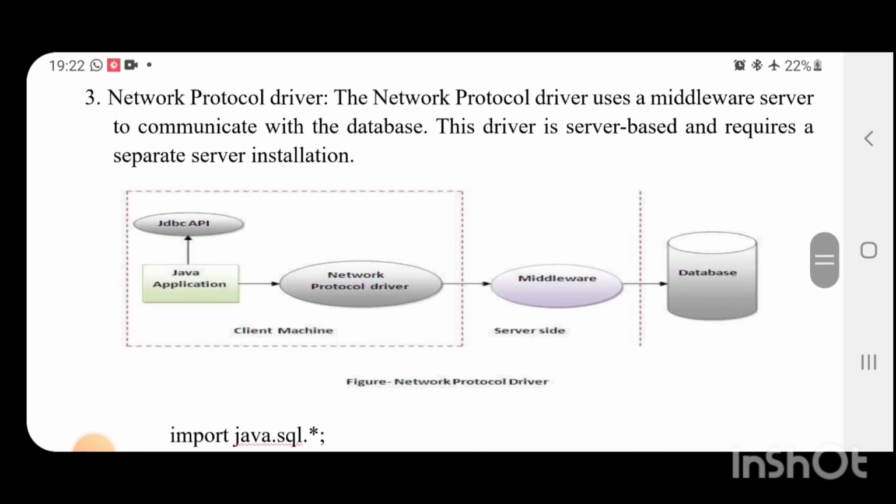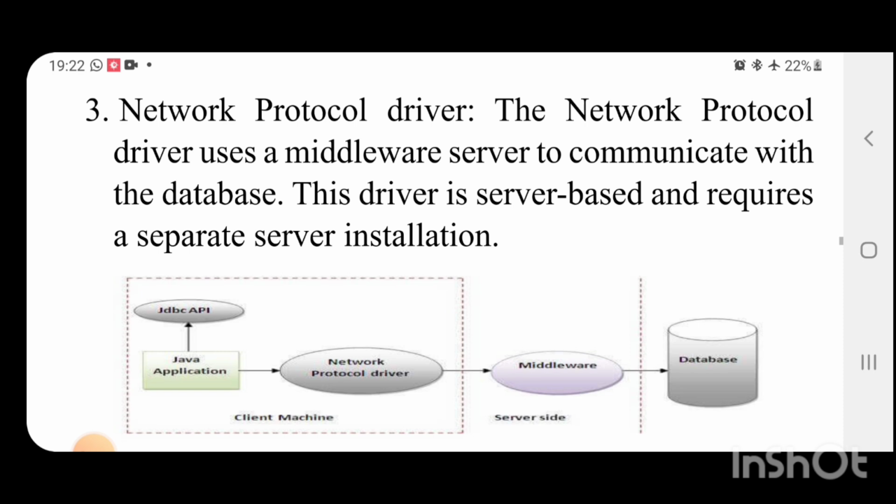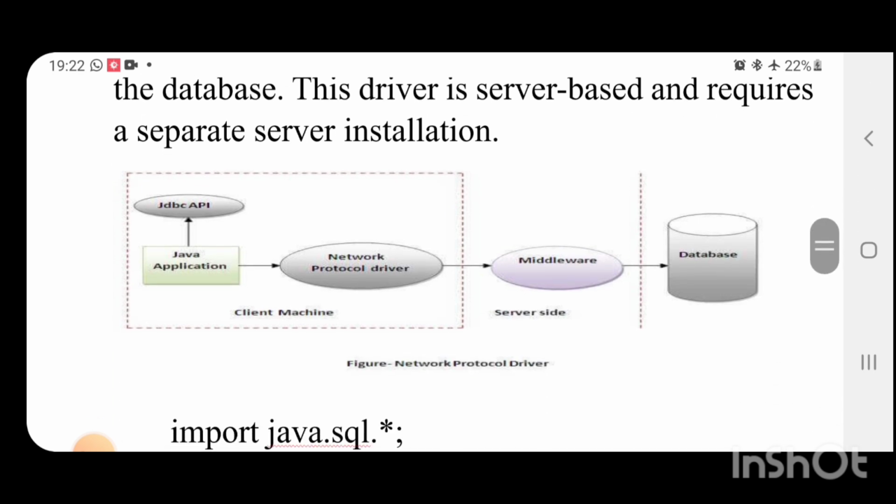Next one is the network protocol driver. In the network protocol driver, we are using a middleware server. What is the middleware server? Middleware servers are application servers that convert the JDBC calls, directly or indirectly, into the vendor-specific database protocol. One more thing, here the driver is completely written in Java only.